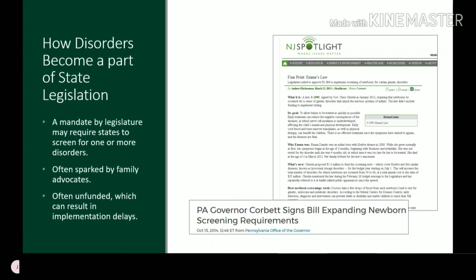Okay, while in the previous slides we really focused on the formal process of adding conditions to the RUSP, and illustrated those conditions that are formally on the RUSP, it's really important for us to note that disorders may also be added at the state level through the legislative process. In fact, several state programs are screening for additional disorders as a result.